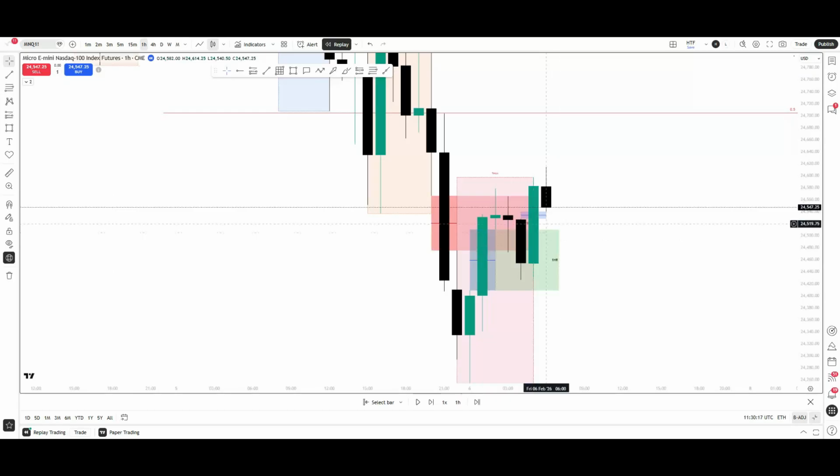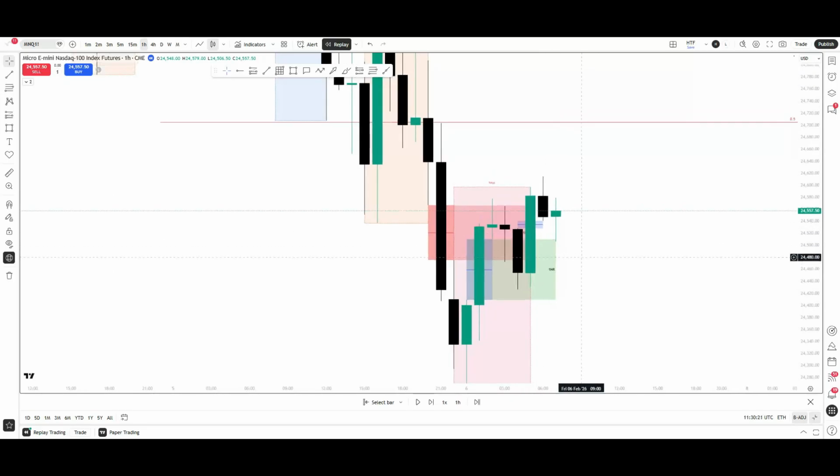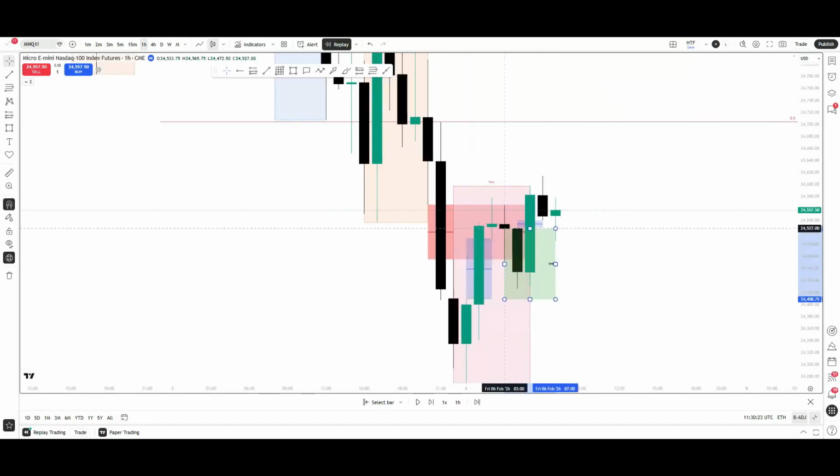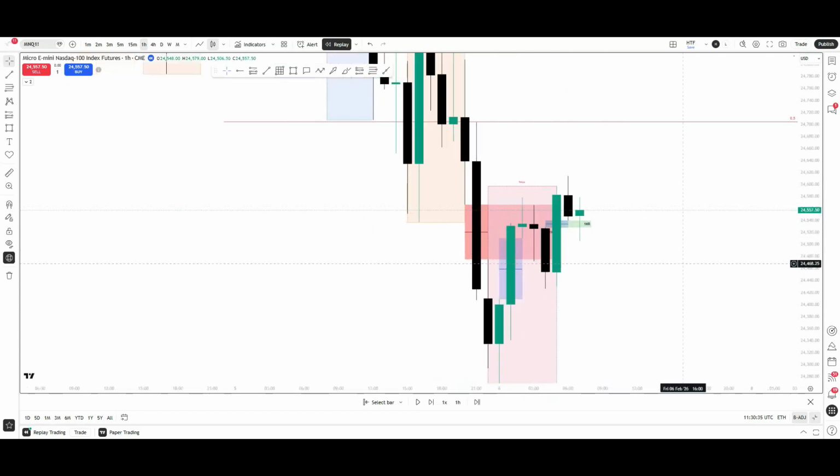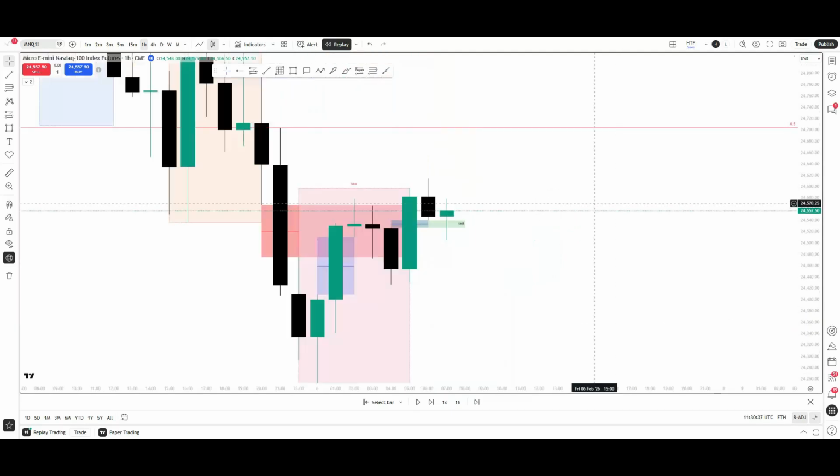So that's from 6 to 7. I'm going to move this forward 7 to 8. And you can see again here, this 1 hour smaller one is even being respected. So we're seeing bullish imbalances being respected and bearish being disrespected. So this is all bullish price action to me.